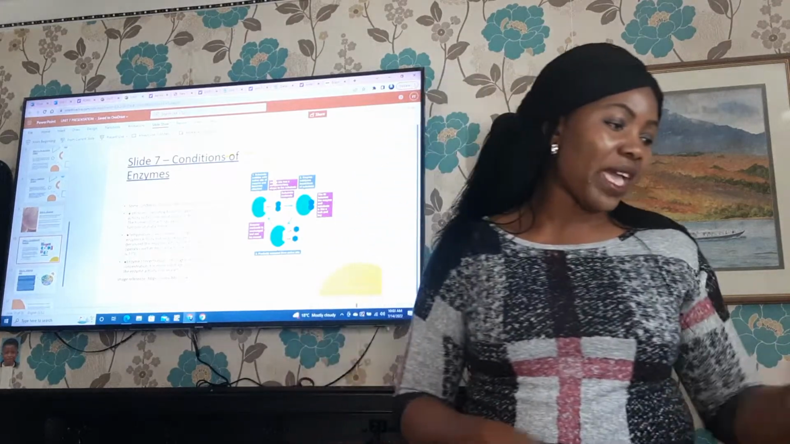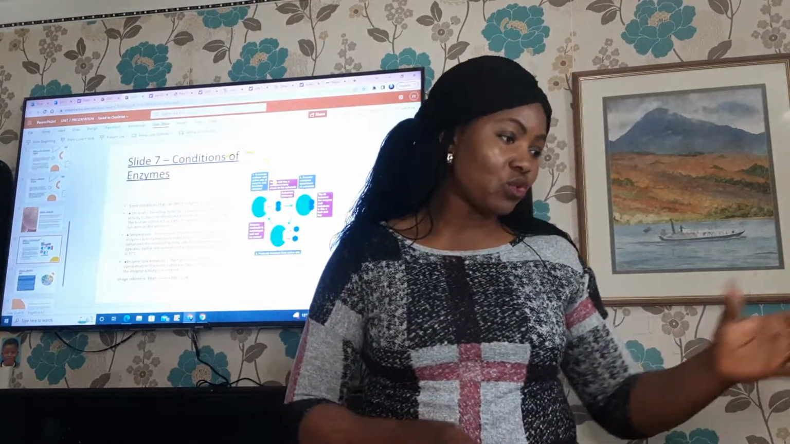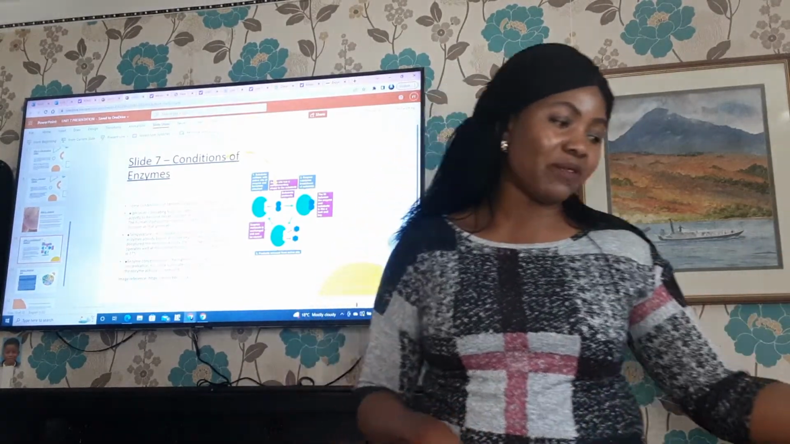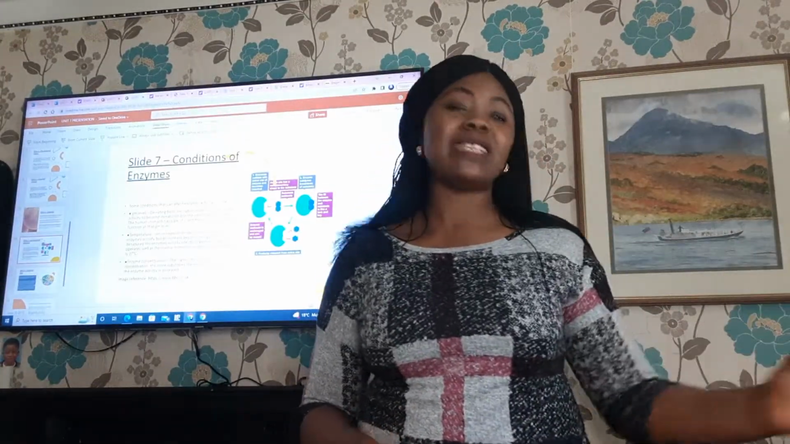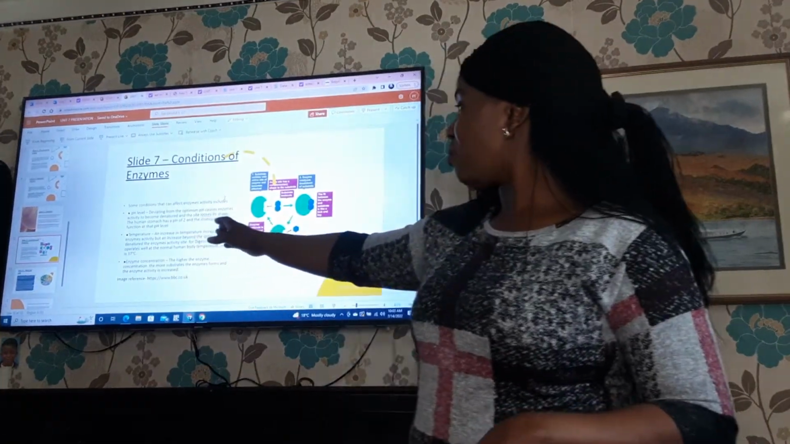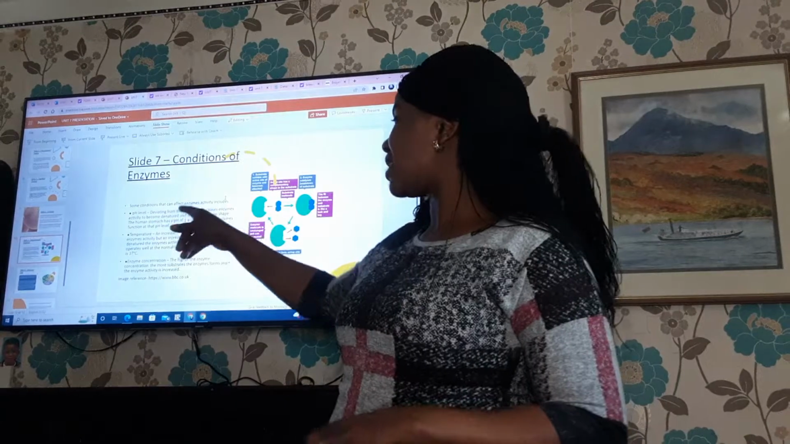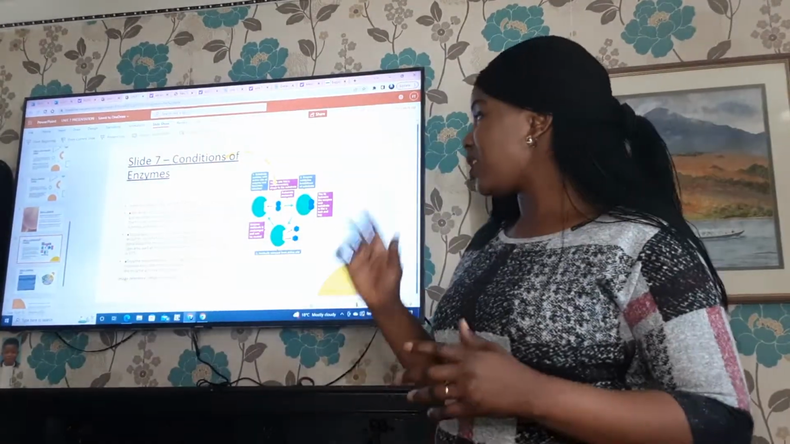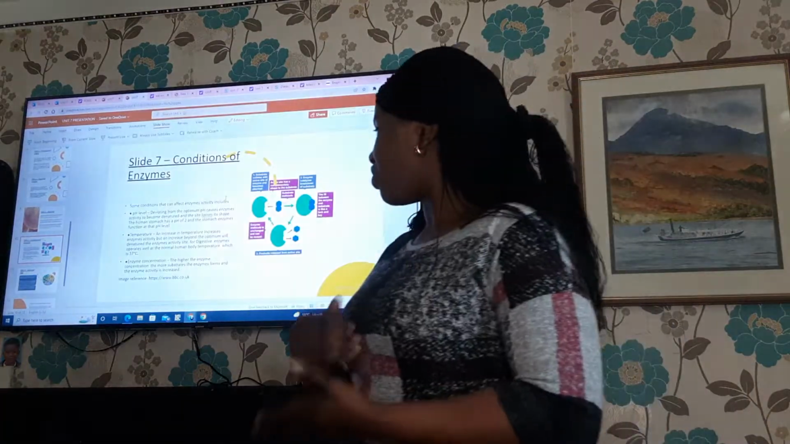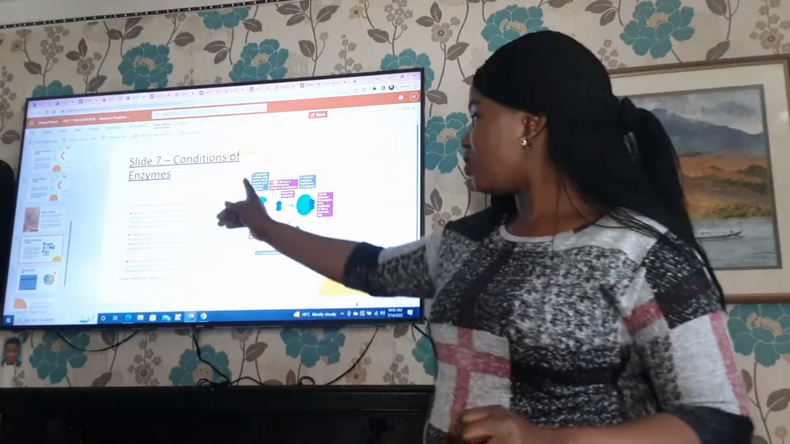And then conditions of enzymes. Some conditions that can affect the enzyme's activity include the pH level, the temperature level, and the enzyme concentration. Deviating from the optimum pH causes the enzyme's activity to become denatured. So when there's a deviation from the optimum pH, it will not function the way it's meant to function, and the active site loses its shape.